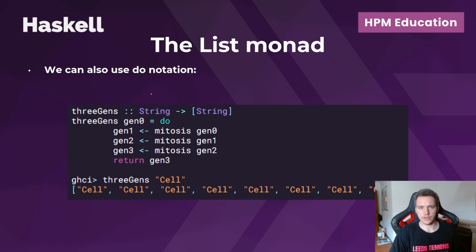Of course, as always, we can also use do notation. So here is another function, 3gens, which takes one cell and returns a list of cells, and gen 0 is our first argument that we are given for the function, and then we say do mitosis on generation 0, and that will generate generation 1. Then do mitosis on generation 1, that will generate generation 2, do the mitosis on generation 2, and finally we simply return generation 3, and that's the same as chaining 3 mitosis together with the bind operator here in the do notation.